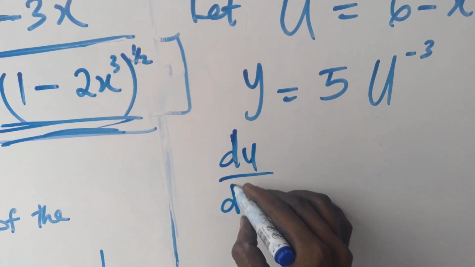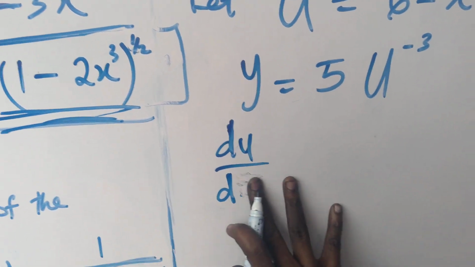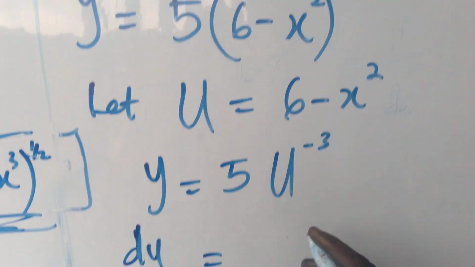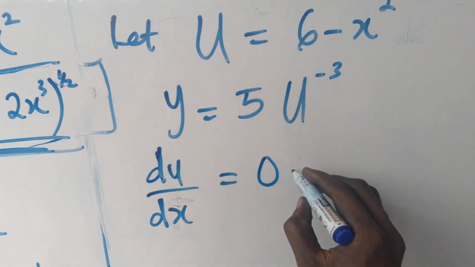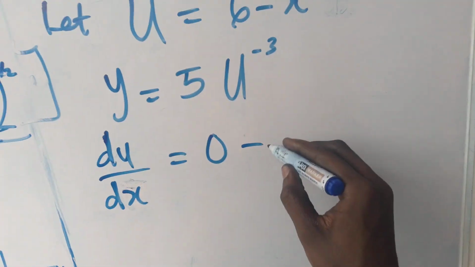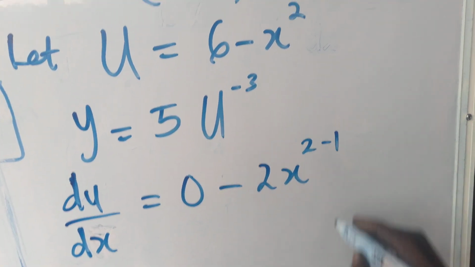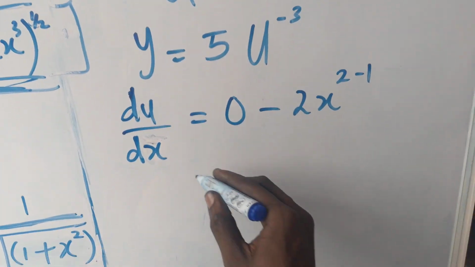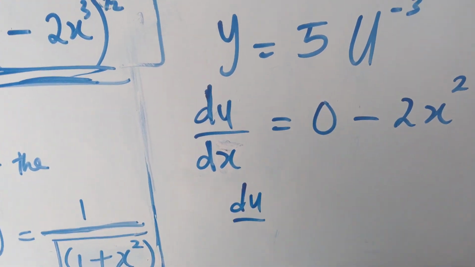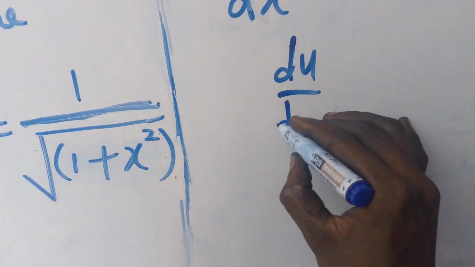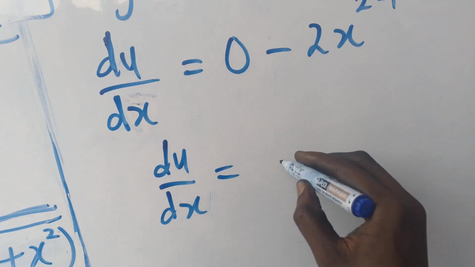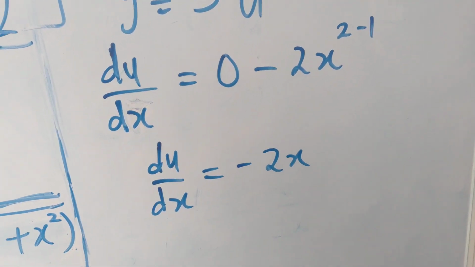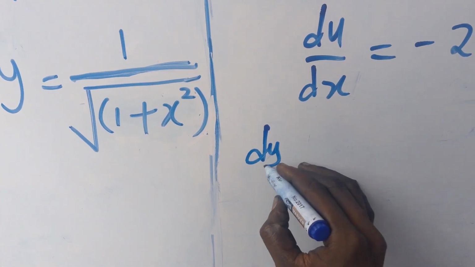du/dx, the derivative of u with respect to x, will be equal to differentiating 6, which is a constant, so you have 0, minus differentiating x squared, which gives 2x raised to power 2 minus 1, as you bring down the 2 and subtract 1. And 2 minus 1 is 1. So du/dx will be equal to 0 minus 2x, which is minus 2x. Now let's find dy/du.